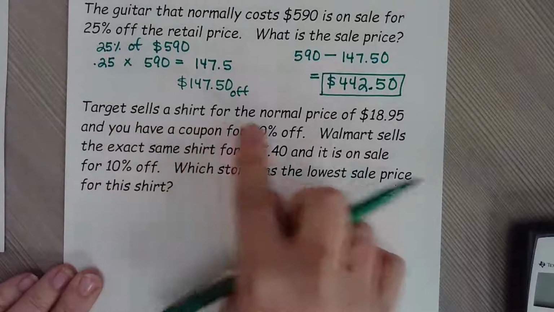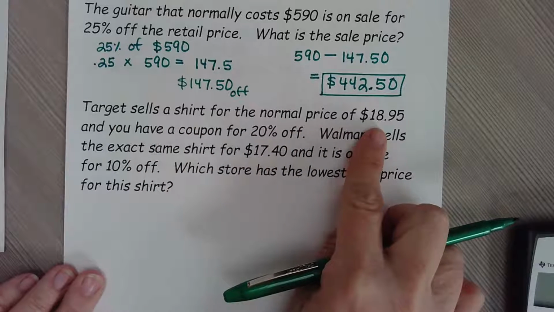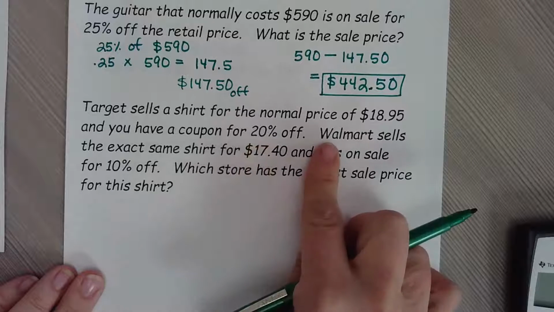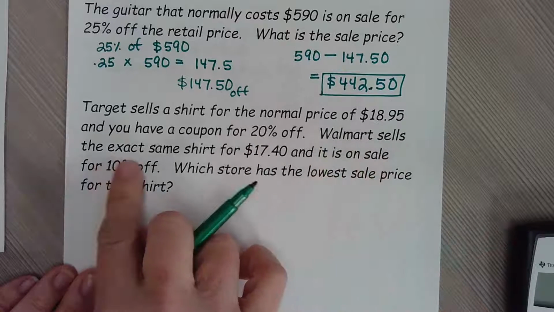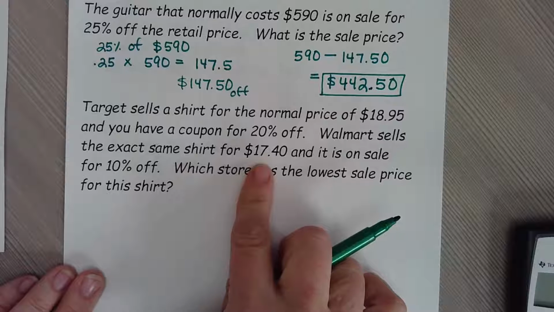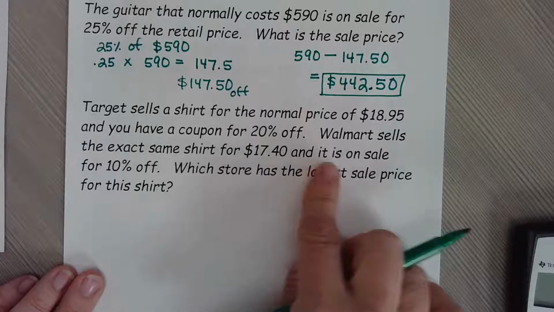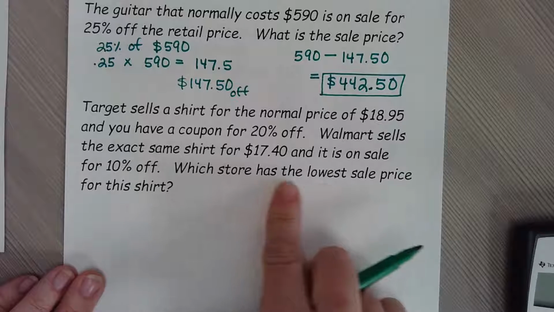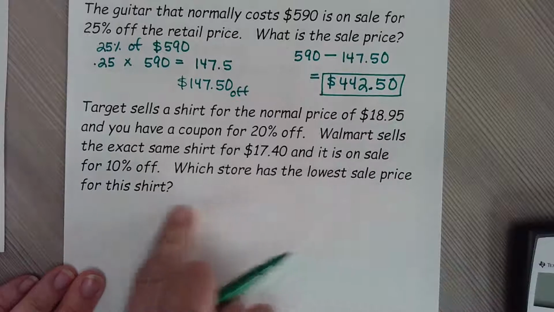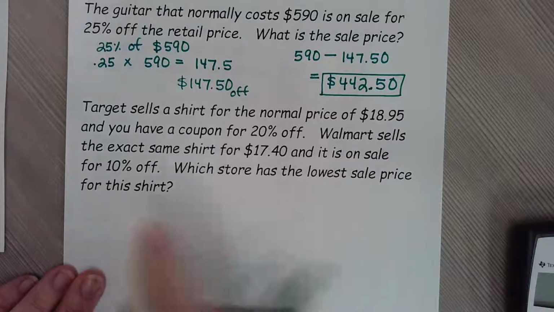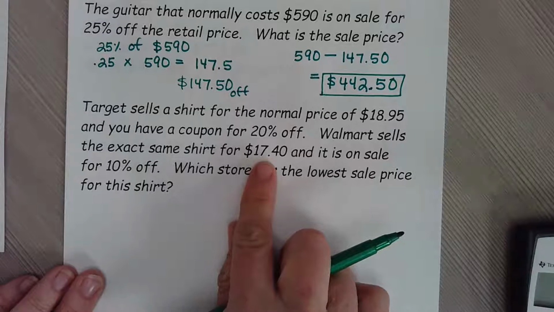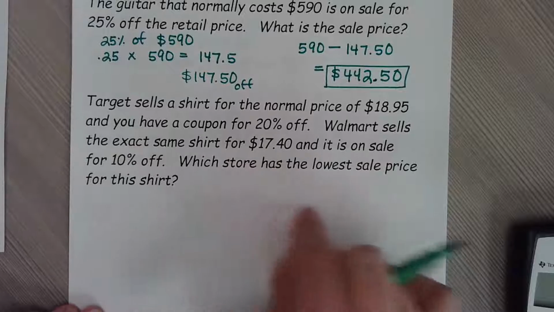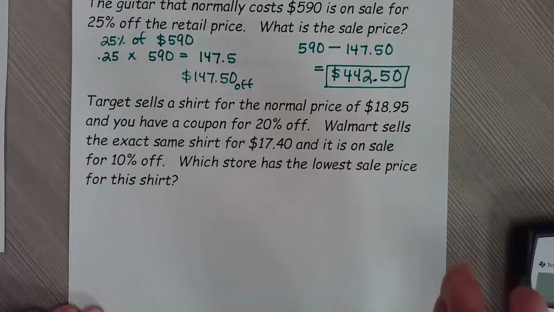Target sells a shirt for the normal price of $18.95, and you have a coupon for 20% off. Walmart sells the exact same shirt for $17.40, and it is on sale for 10% off. Which store has the lowest sale price for this shirt? So if they weren't on sale, Walmart would be cheaper, but they are on sale. So we want to figure out the sale price for Target, sale price for Walmart, and then compare them.